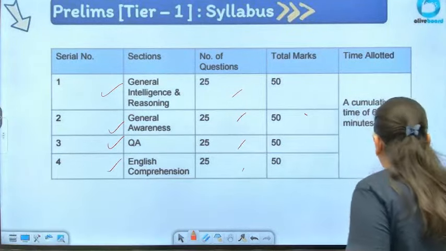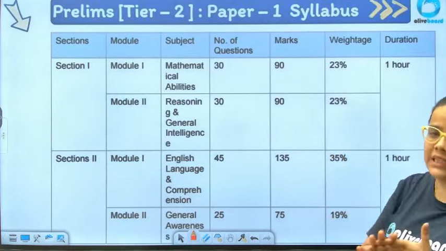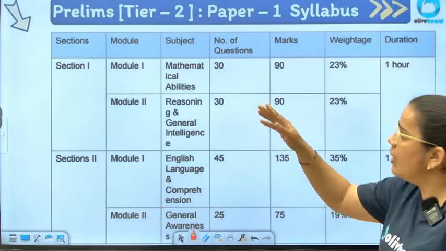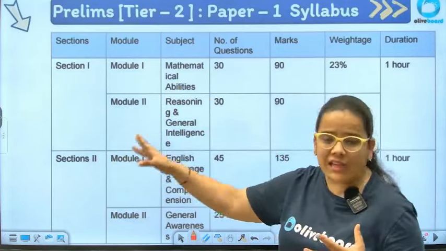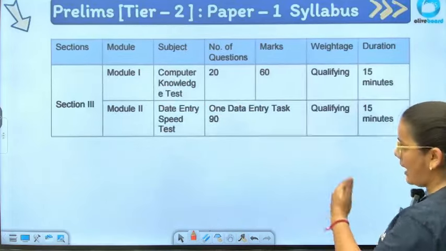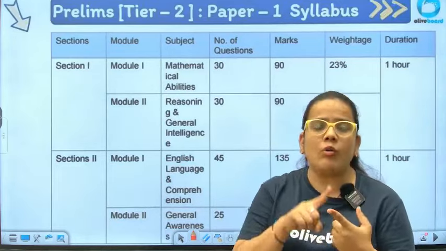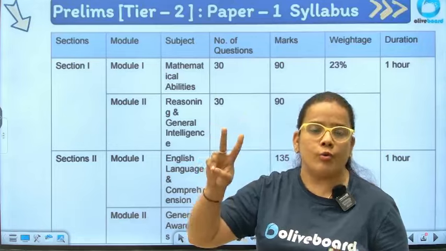Now, after this prelims, you have to face your tier 2, that is the mains part. So paper 1 consists of section 1, where basically it consists of 2 sections, as you can see here, and also a section 3. Now let's talk about the first section. Your first section consists of 2 modules.